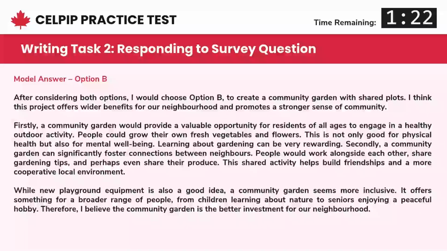Let's examine why the model response for option B effectively answers the survey question. Remember, you can pause this video if you need more time to review the text of the answer. This response clearly indicates its preference by stating, I would choose option B to create a community garden. It offers strong support for this choice with at least two well-explained reasons.